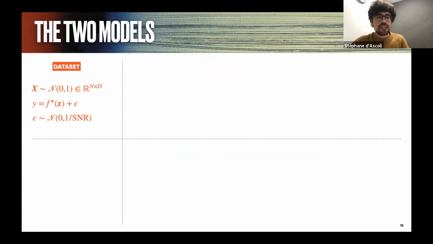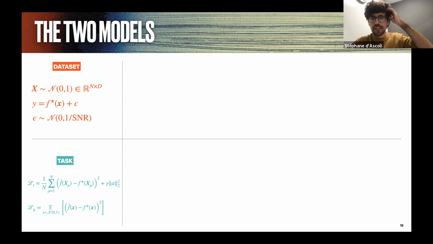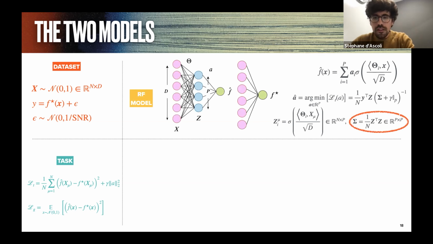So we're going to use exactly the same model as before. So Gaussian inputs and ground truth with some added noise. The task is going to be the same. So it's going to be just mean square regression with added regularization.